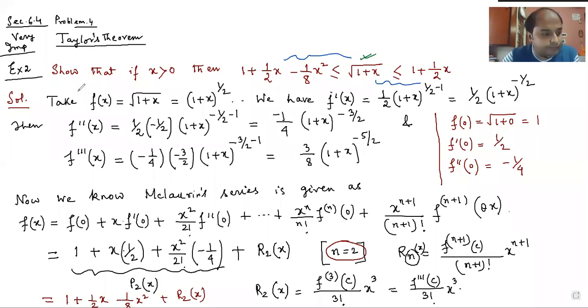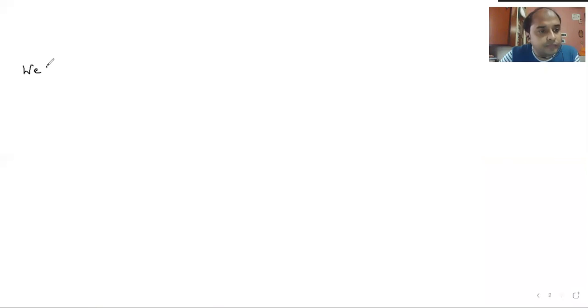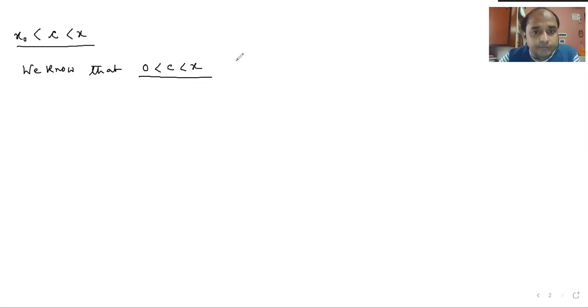So we know that C is a point lying between 0 and x. Why is it so? Because in the definition we wrote that C is a point lying between x naught and x. And here my x naught is 0. Also, C is positive and 1 is also a positive number.